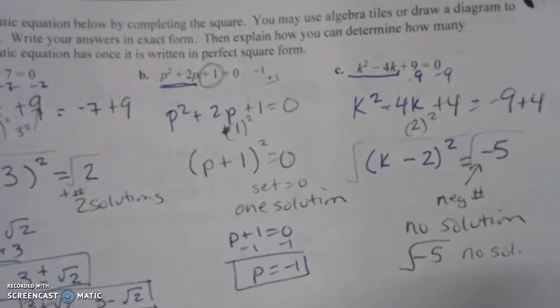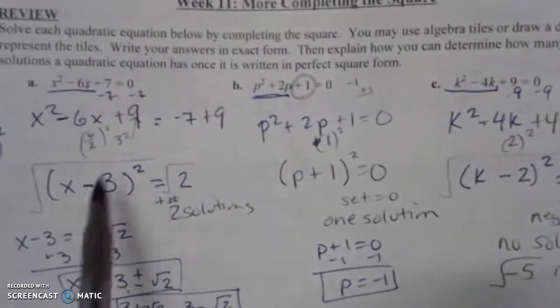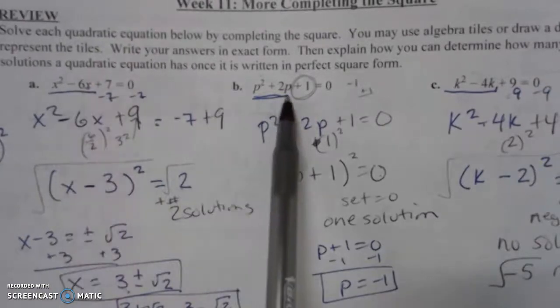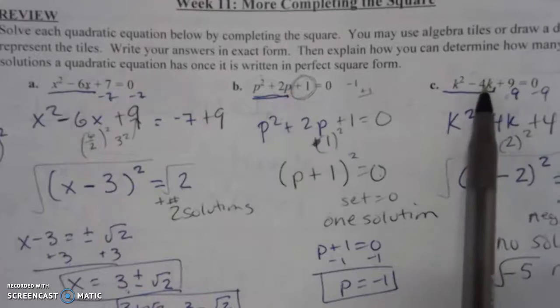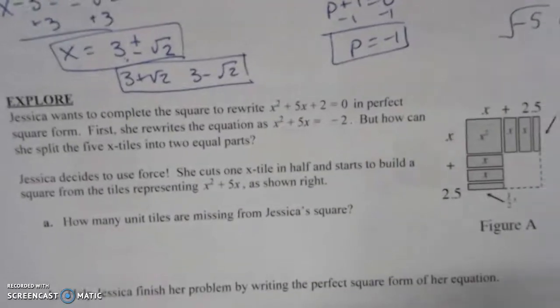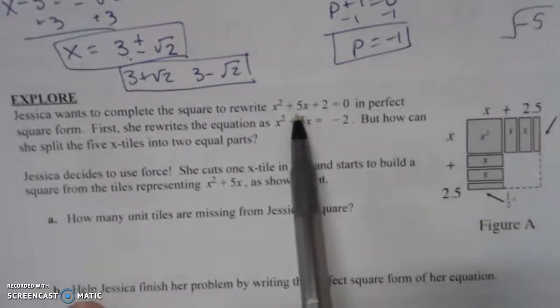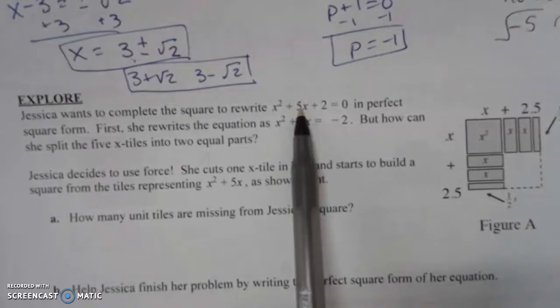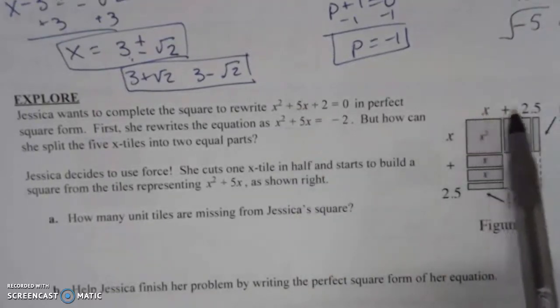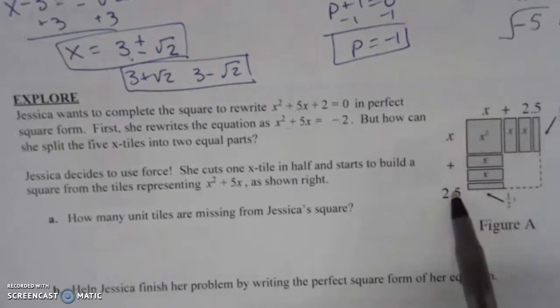Okay, so everything we've been doing so far, notice our b value is an even number: 6, 2, 4. Very easy to take half of. Let's move on to this next problem, and you can see that our middle number is a 5. Well, that's not easy to take half of. It's 2.5, and notice they have x plus 2.5, x plus 2.5.